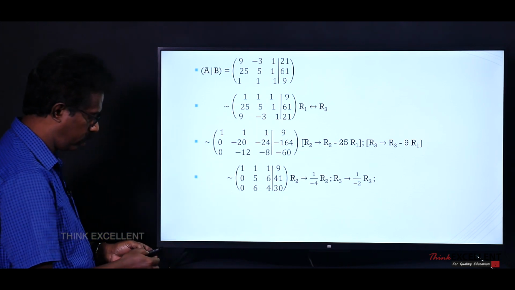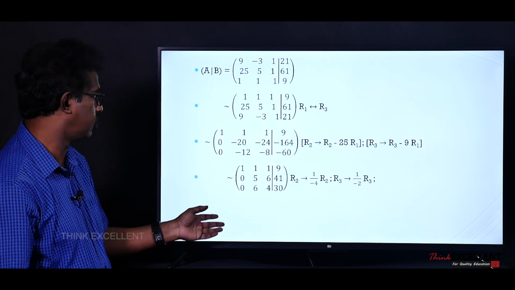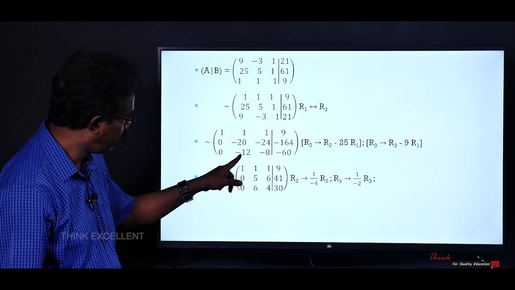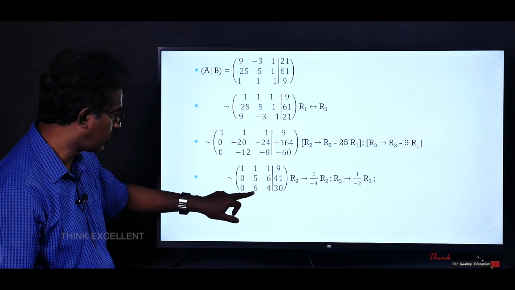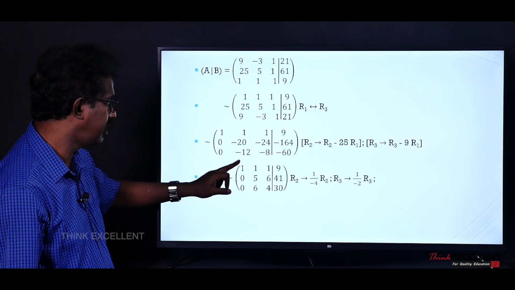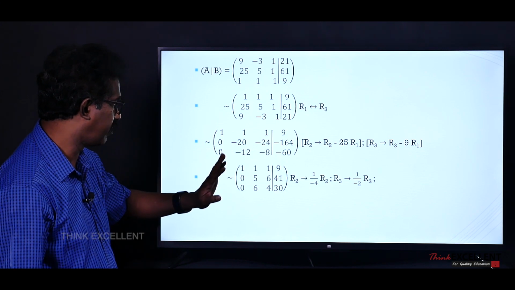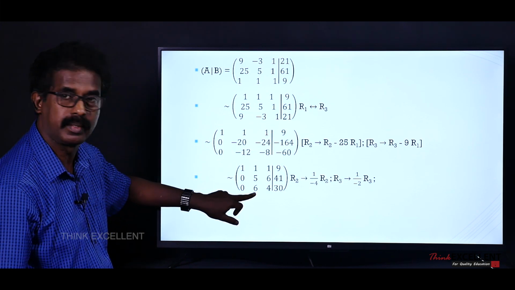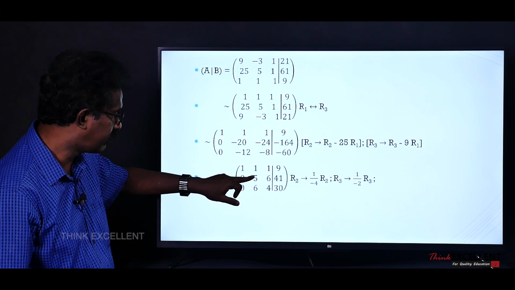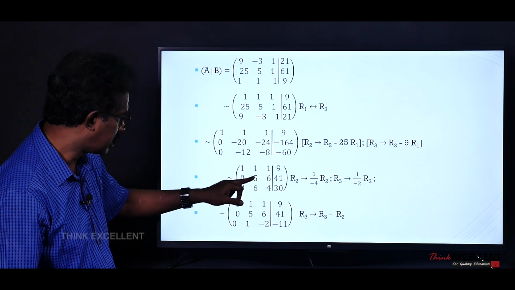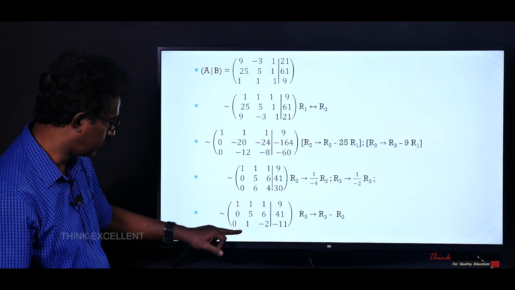Last row, third row, you are dividing by minus 2, only minus 2. The reason is you can divide by 4 also, but we are dividing by only 2 so that you will get 6 here. 3 you cannot divide. So now what you can do? 6 minus 5 is 1. Then you can interchange. So R3 becomes R3 minus R2.